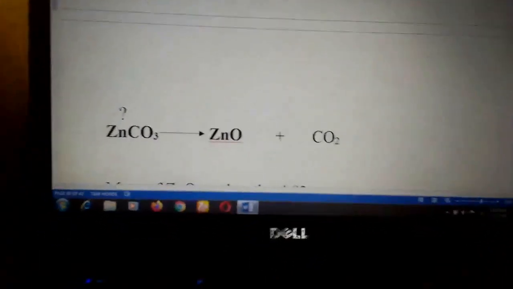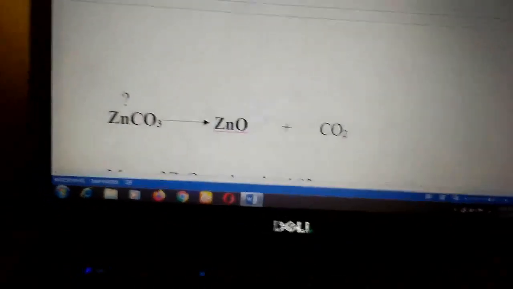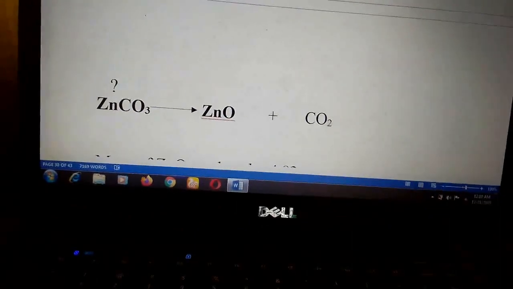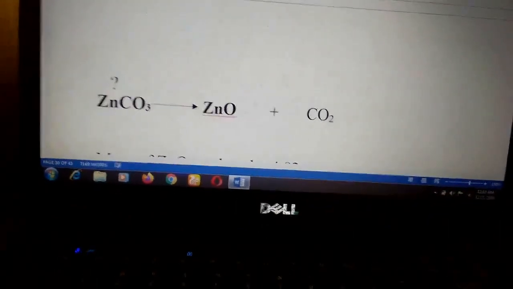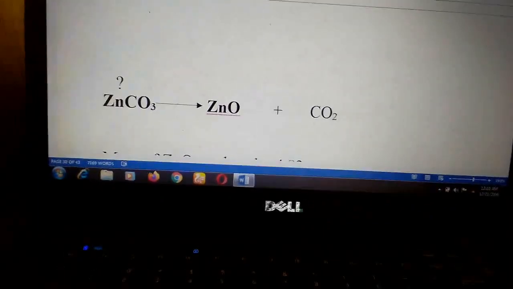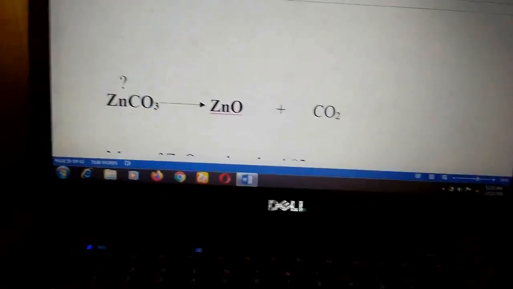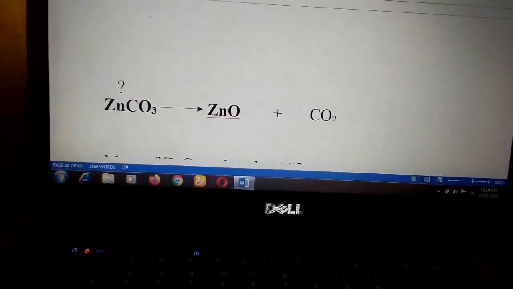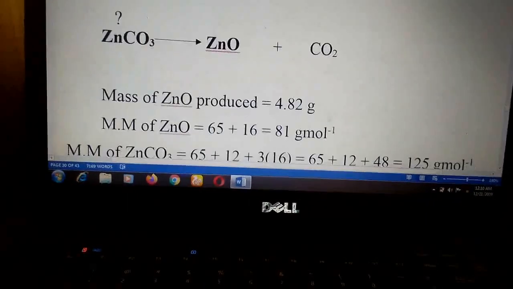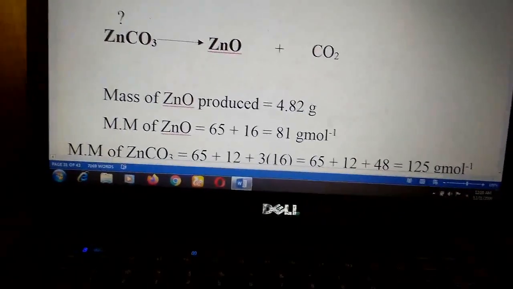We're looking for the mass of zinc carbonate. That's why the question mark is on zinc carbonate. And then zinc oxide, the two substances were made bold. Why is this so? Because they are the substances we are connecting. The zinc carbonate is the unknown substance whose mass we are looking for. And the mass of zinc oxide produced, 4.82 grams, was given to us. So the mass of zinc oxide produced is 4.82 grams.